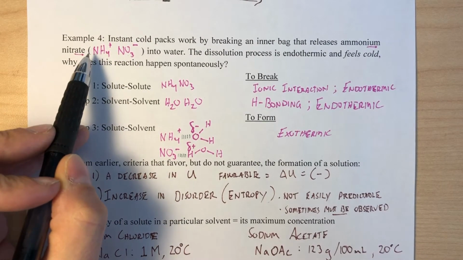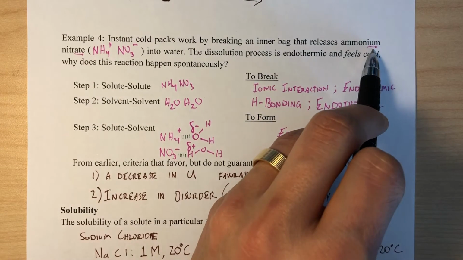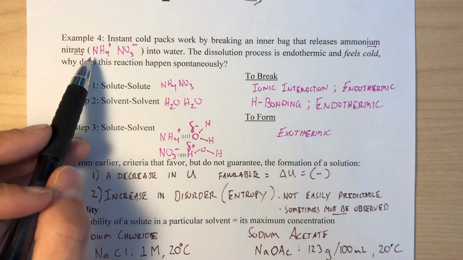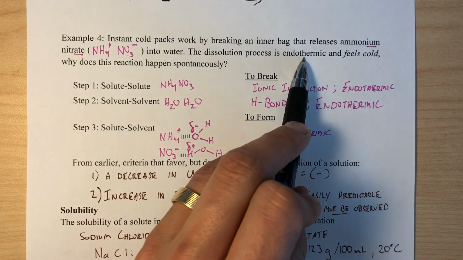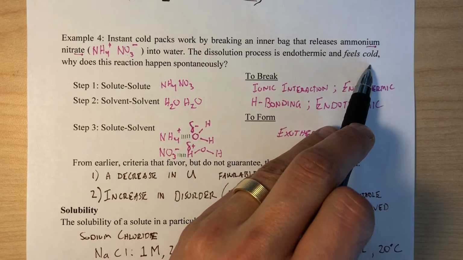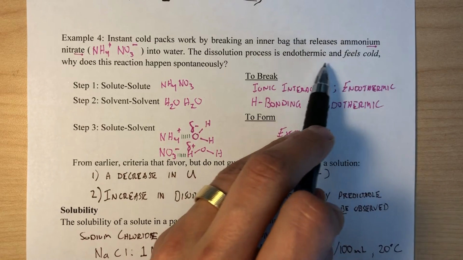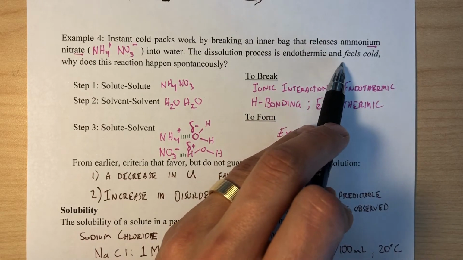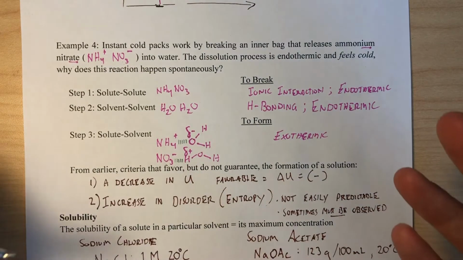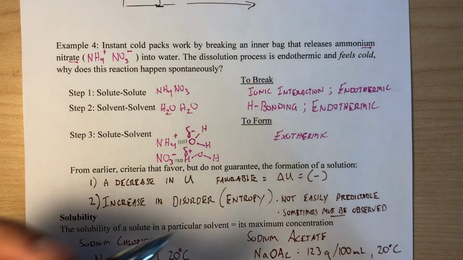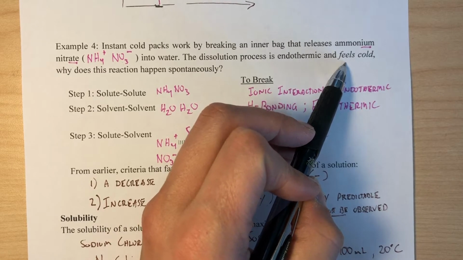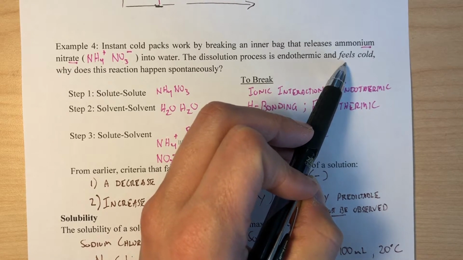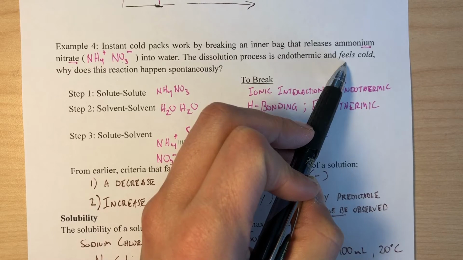Now, if we consider another example, this time of ammonium and nitrate dissolving into water. Ammonium is our cation as it ends in IUM, and nitrate is our anion as it ends in ATE. So the dissolution is endothermic, and we know that because ice packs feel cold. The endothermic reaction is the system, and us, our hands, or how we're feeling it, we are the surroundings. So the reaction is taking heat from the surroundings, so it's taking heat from us, the person, so that's why we feel cold when we touch this thing.